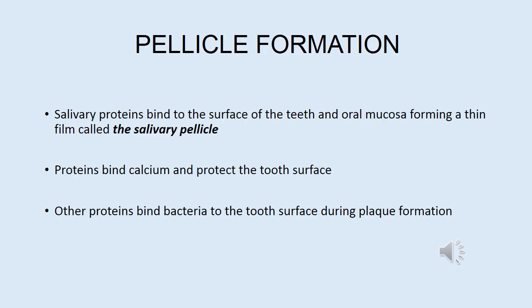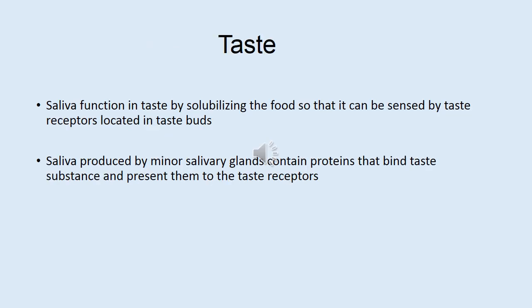Pellicle formation. Salivary proteins bind to the surface of the teeth and oral mucosa, forming a thin film called the salivary pellicle. Proteins bind calcium and protect the tooth surface. Other proteins bind bacteria to the tooth surface during plaque formation.